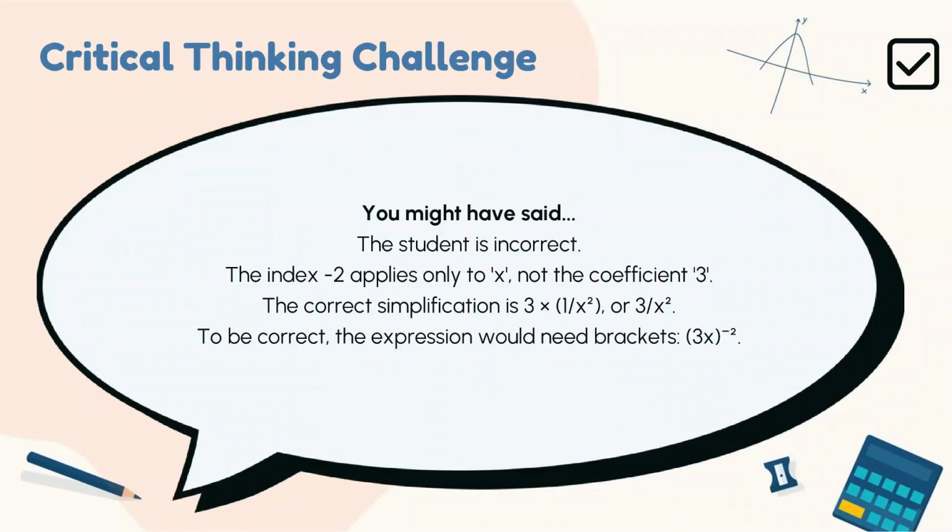The student is incorrect. The -2 applies only to x, not to the coefficient 3. So 3x to the power of -2 means 3 times x to the power of -2. And x to the power of -2 means 1 over x squared. So the correct form is 3 over x squared. For the student's answer to be correct, the expression would need brackets. Bracket 3x bracket to the power of -2 would mean 1 over bracket 3x bracket squared. So brackets make a big difference.